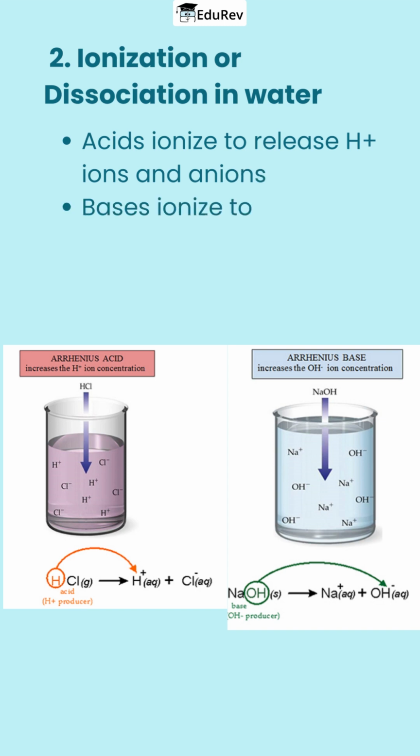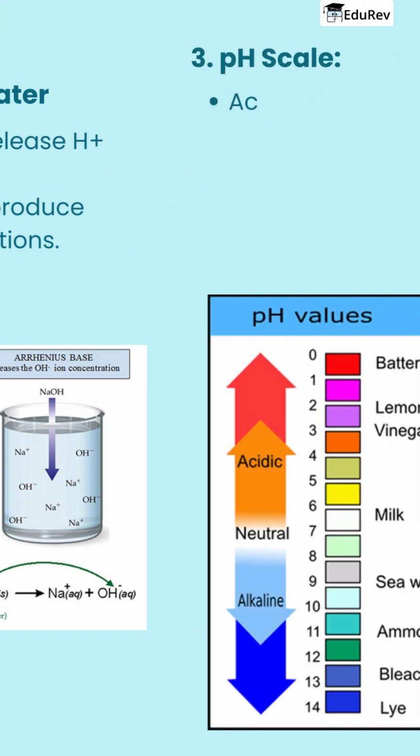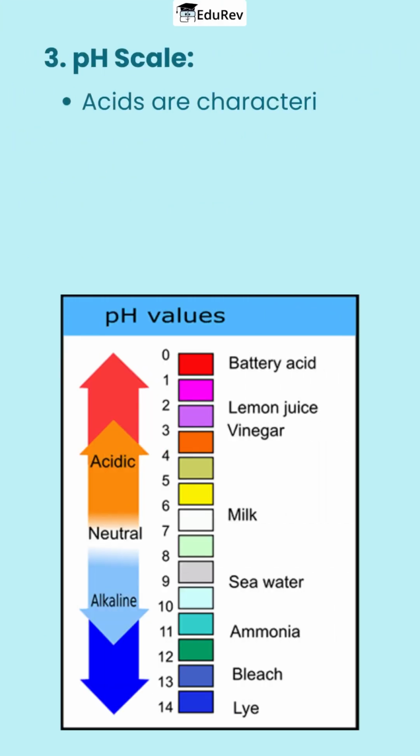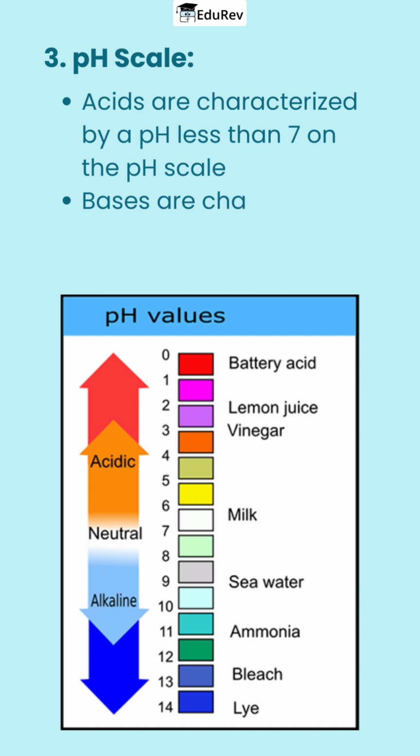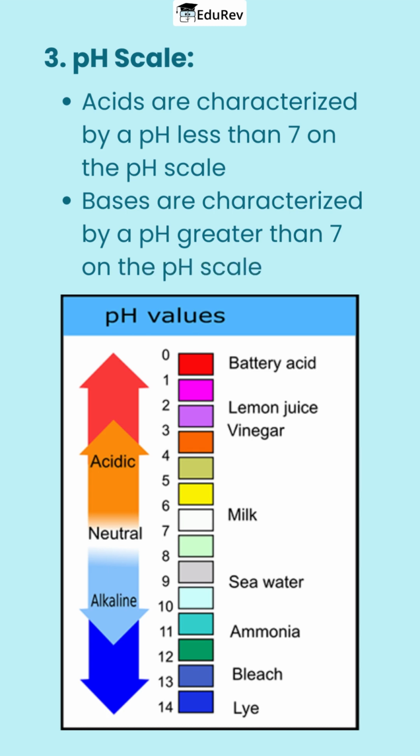Acids ionize to release H+ ions and anions. Bases ionize to produce hydroxide ions and cations. Acids are characterized by a pH less than 7 on the pH scale, indicating their acidic nature. The lower the pH, the stronger the acid. Bases are characterized by a pH greater than 7 on the pH scale, indicating their alkaline or basic nature. The higher the pH, the stronger the base.